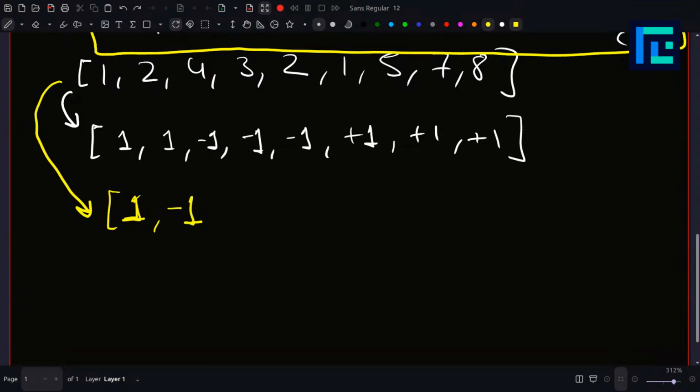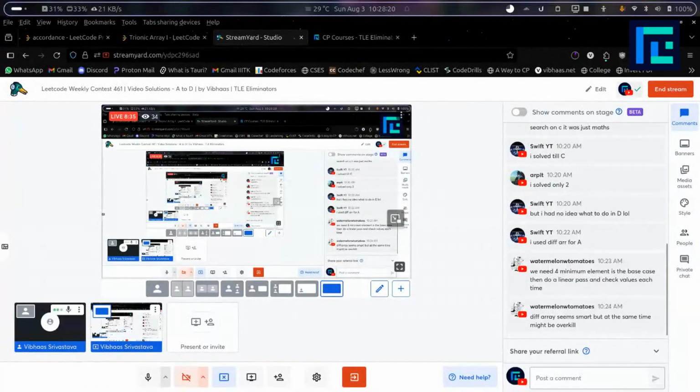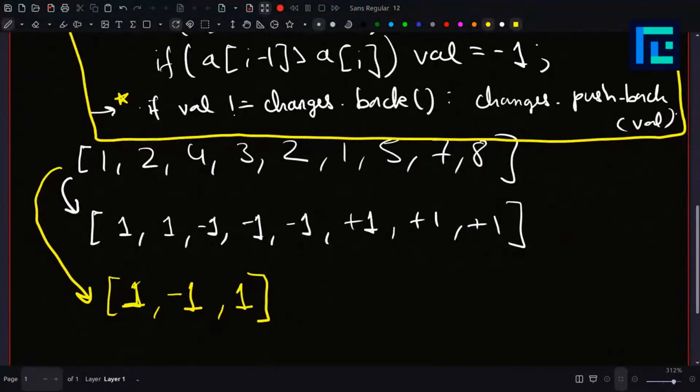The next one is also -1, it won't be pushed. The next one is also -1, it won't be pushed. Then 1 to 5 is again +1, so this one will be pushed, and then this +1 will be ignored, this +1 will be ignored. So this will be our final array, which we get from 1 to 4, 3 to 1, 5, 7, 8.